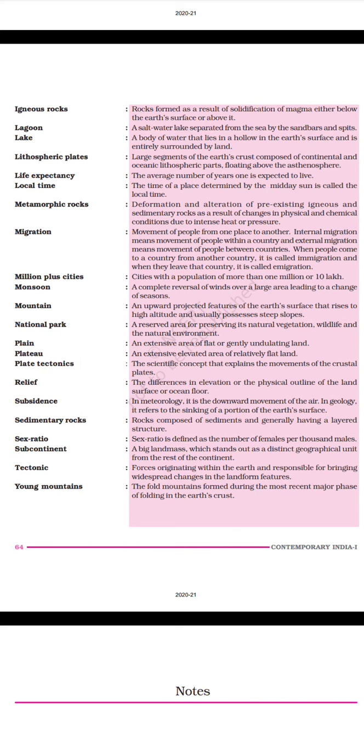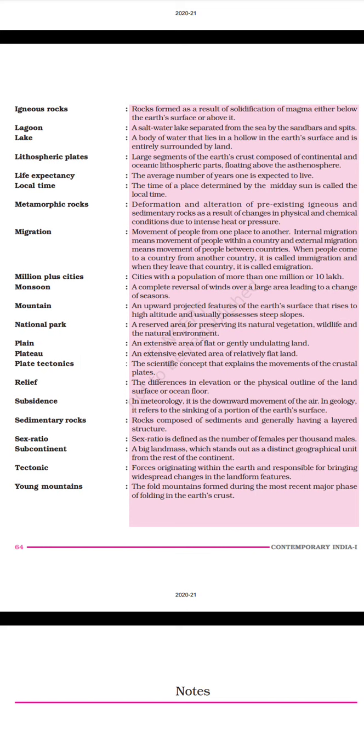Lithospheric plates, large segments of the earth's crust composed of continental and oceanic lithospheric parts floating above the asthenosphere. Life expectancy. The average number of years one is expected to live. Local time. The time of a place determined by the midday sun is called the local time.